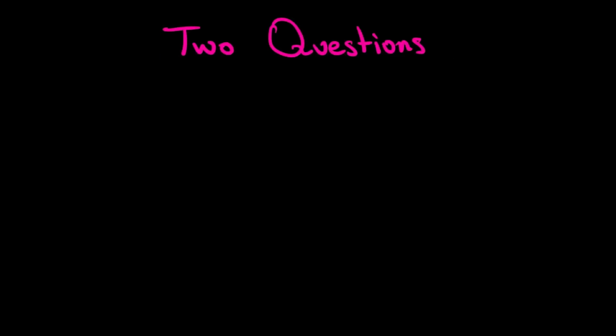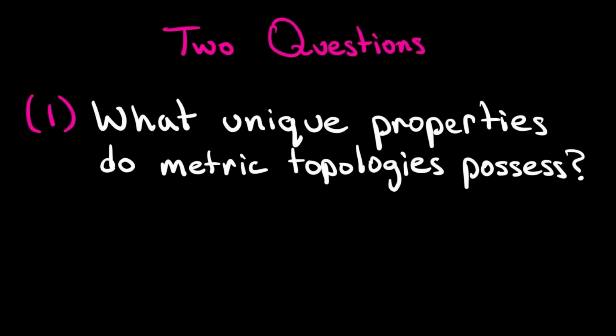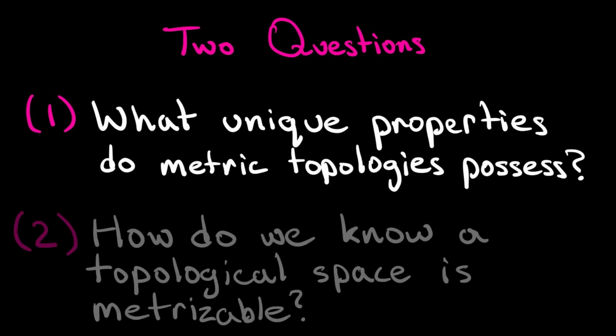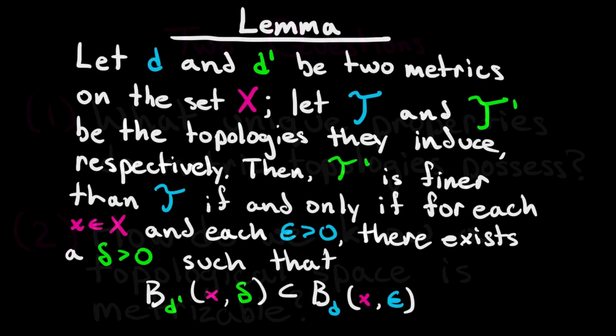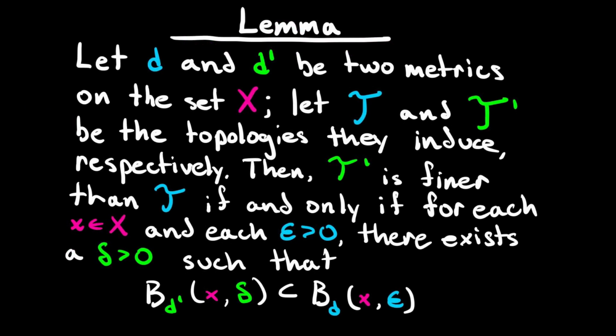Two questions now arise. First, what unique properties do metric topologies possess? And second, how do we know a topological space is metrizable? The first question helps us understand why these structures are useful. The second question is important because knowing that a topological space is metrizable gives us access to all of the properties of metric topologies. So let's now consider an application.